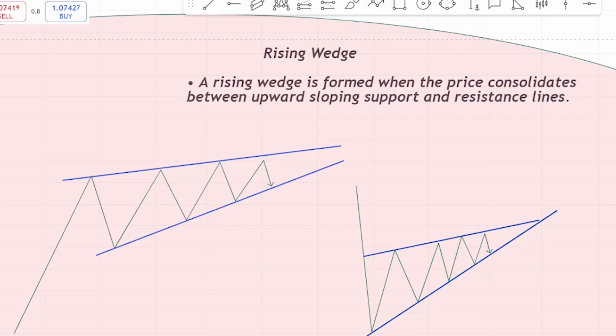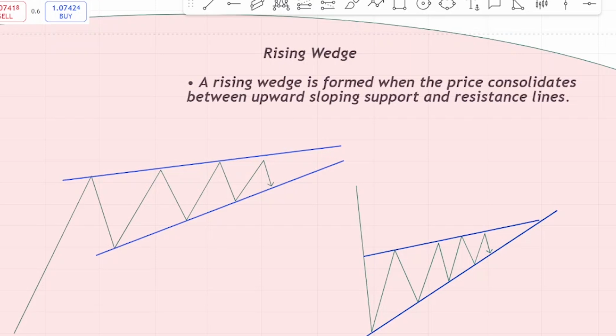What is a rising wedge? Remember, this is a reversal and continuation chart pattern. And this chart pattern is used in any financial market: cryptocurrencies, forex trading, futures, indices. On any financial market that you are trading, you can use this chart pattern as a signal of a reversal or a continuation.